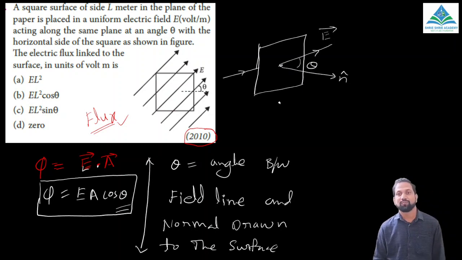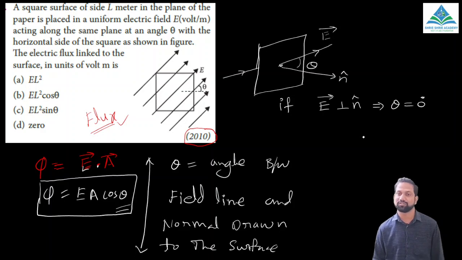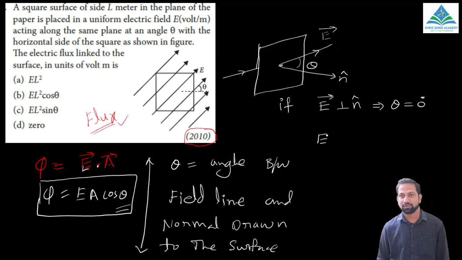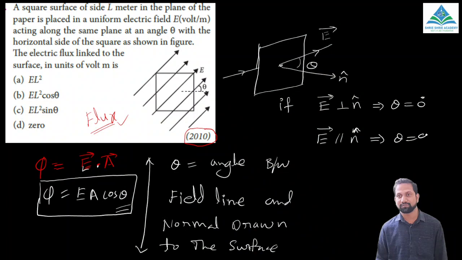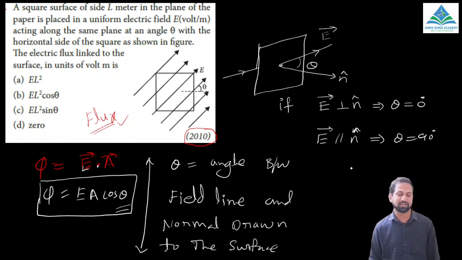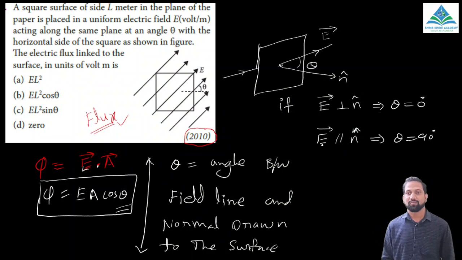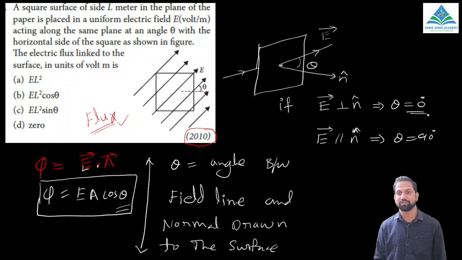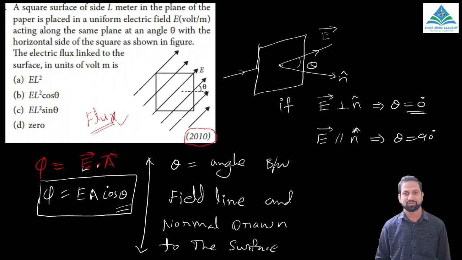Remember, if E bar is perpendicular to n cap, then theta is going to be 0 degrees. If E bar is parallel to n cap, then theta is going to be 90 degrees. You have listened correctly. If they are parallel to each other, you should consider 90 degrees. If they are perpendicular to each other, you should consider 0 degrees. In the given problem here, let me change the color.